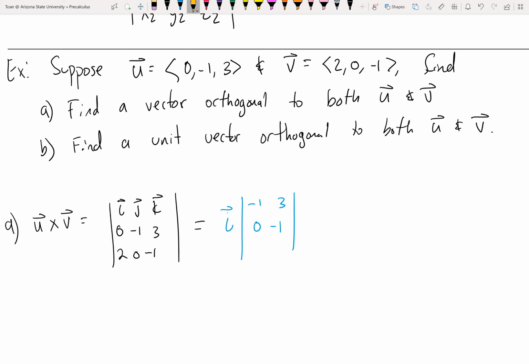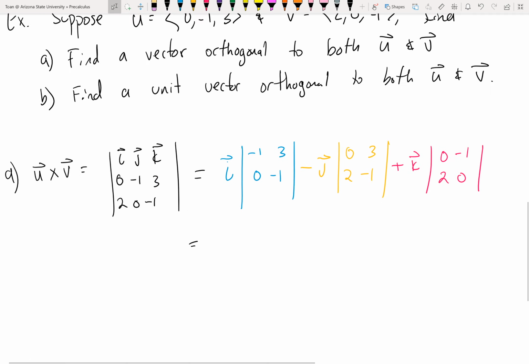I'm going to color code this. So when I take a look at the second element, notice I put a positive there for the i. For the j, it's going to be a minus. And then I eliminate that row and column. And what matrix is left? 0, 3, 2, -1. Then I move to the third element and alternate back to a positive. Okay. And then when I eliminate the column and row, what matrix is left over? 0, -1, 2, 0. Now, all you have to do is compute the 2x2 determinants.